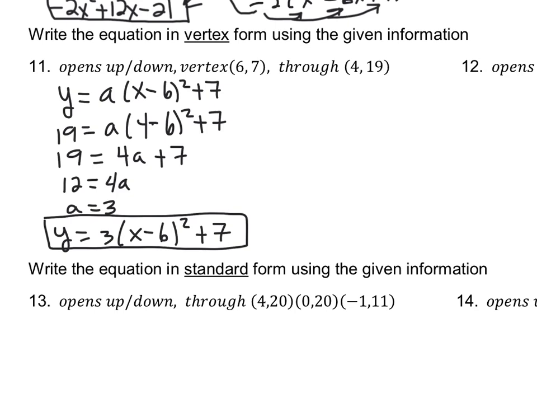So now that I know a is 3, I can come back up here and I can rewrite this equation that I have. Y equals 3 times x minus 6 squared plus 7. And then rewrote it down here. And that's it. Put a box around it and you're done.